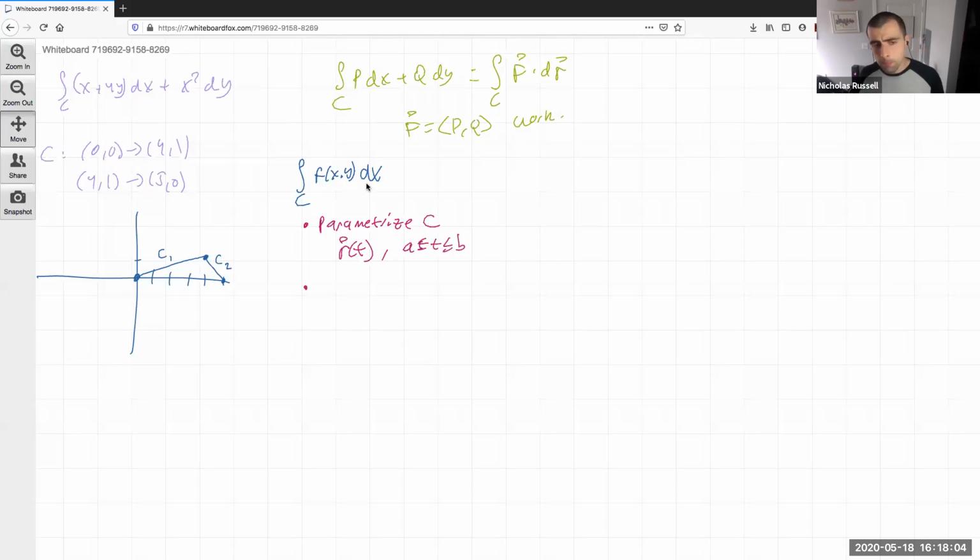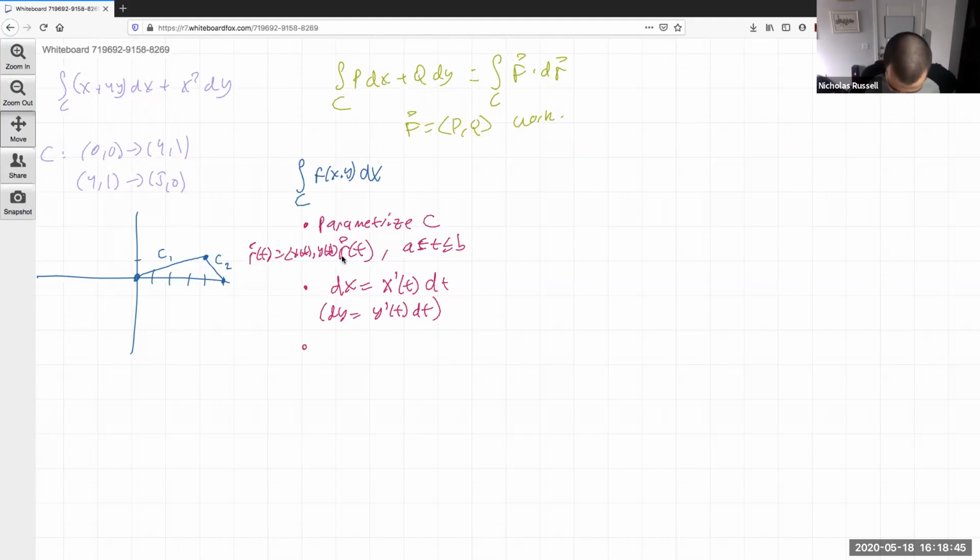Then I want to replace this entire integral. I need to replace this dx. As a reminder, if I have a dx or dy and I want to parameterize with respect to t, I take the derivative of x of t, where r of t is x of t and y of t, and I replace dx with x prime of t dt. If I had dy, I would do the same exact thing: y prime of t dt here.